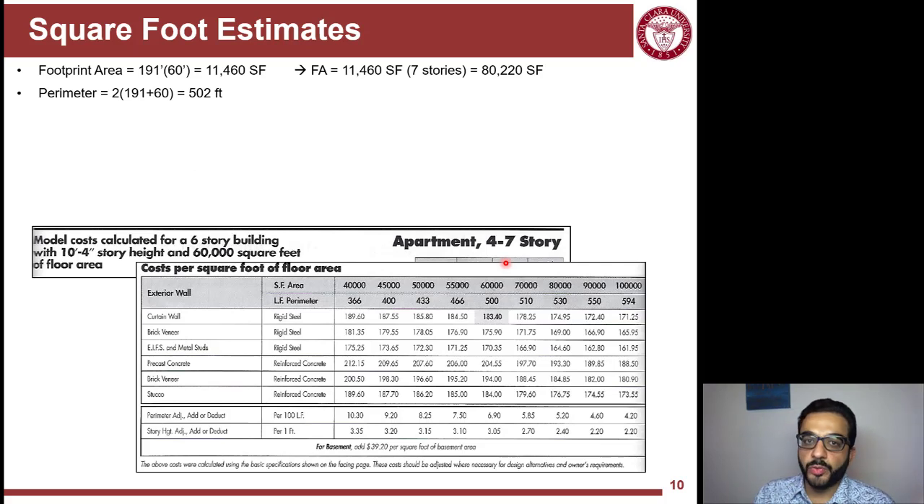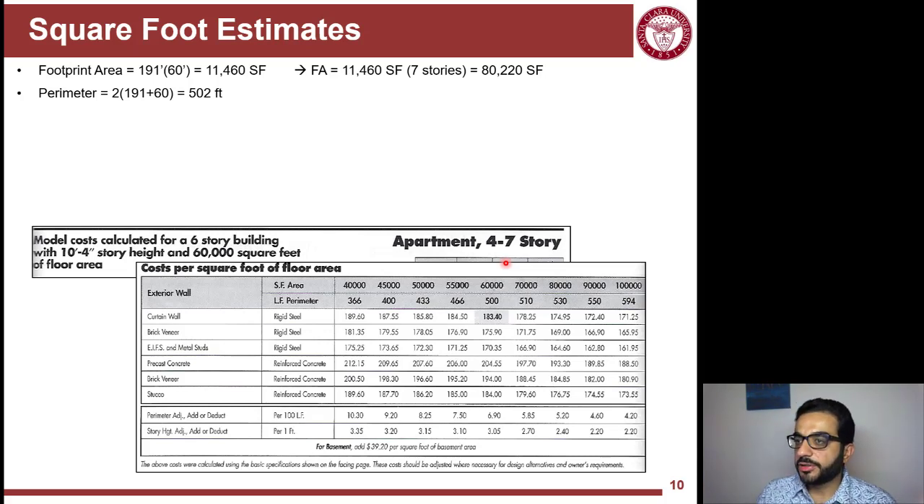So the first thing is you want to calculate the footprint area of the building. You multiply the length and width, and you end up with the area here. For the floor area, multiply this footprint times the number of floors, and you end up with around 80,000 square feet. The perimeter, with the geometry of a rectangle, comes to 500 feet.